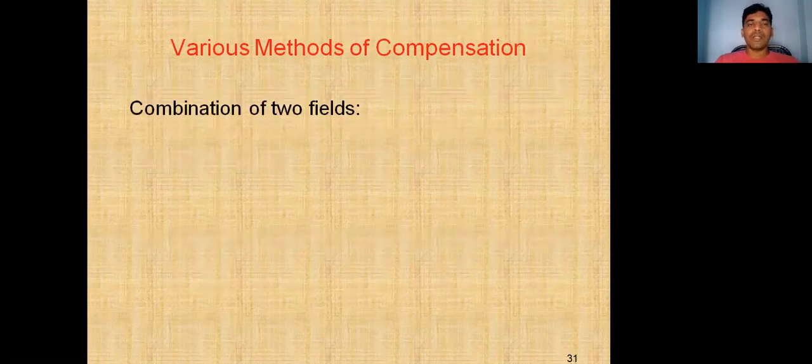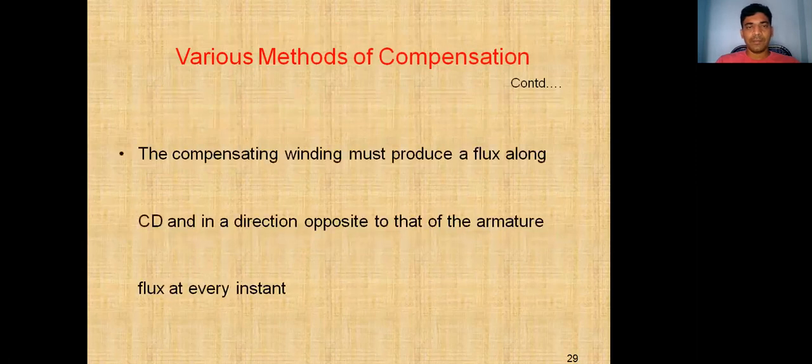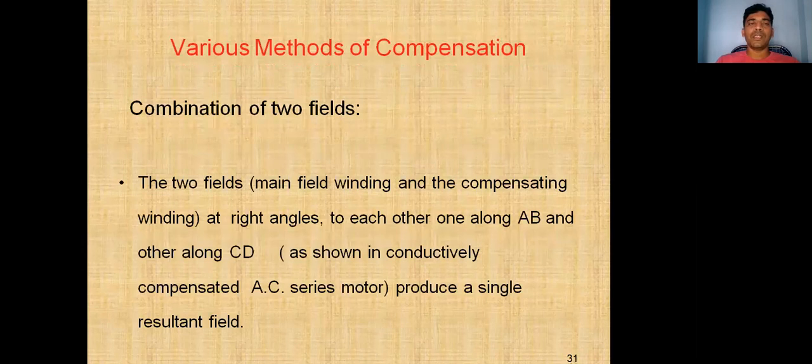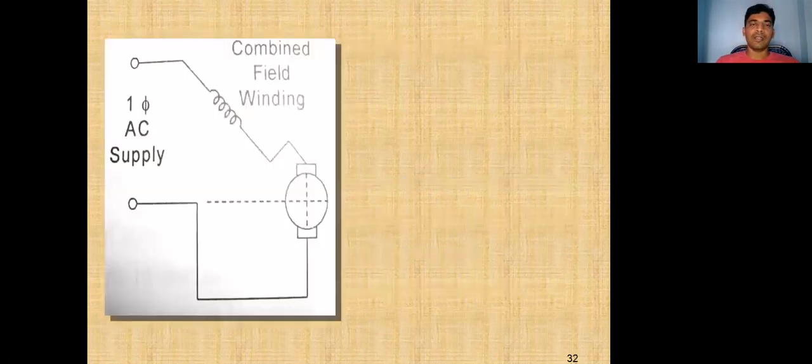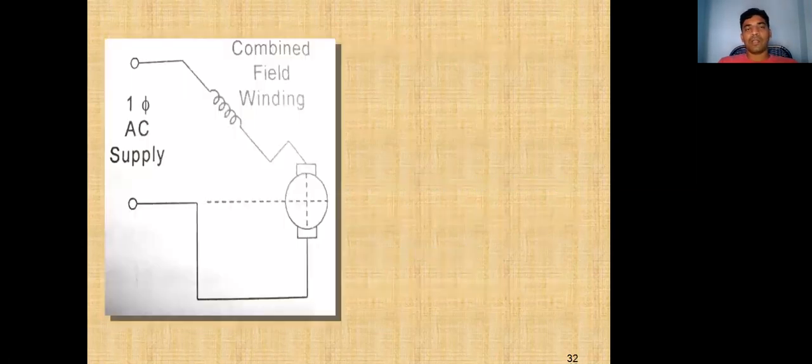So, various methods of compensation. Another method is a combination of conductive and inductive, a combination of two fields. The two fields, the main field winding and the compensating winding, at right angles to each other, one along AB and another along CD, as shown in the figure, produce a single resultant field. This is the combined field winding.